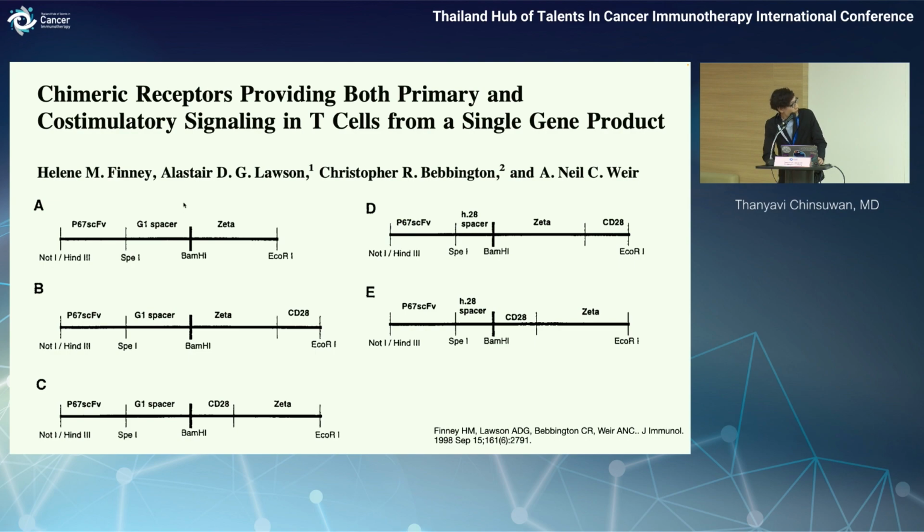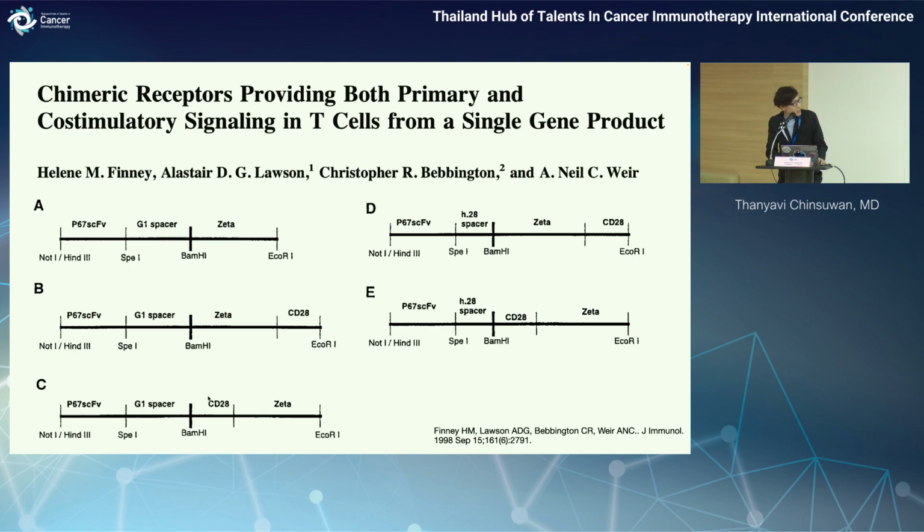And in 1998, this paper came out. In my personal opinion, this is the game changer. It transformed CAR, which back in the days was known as T-bodies, from a nice proof of concept, nice engineering, to something that's actually applicable by fusing a co-stimulatory domain into the chain. They tried both zeta first, CD28 later, and also CD28 first and CD3 zeta later.